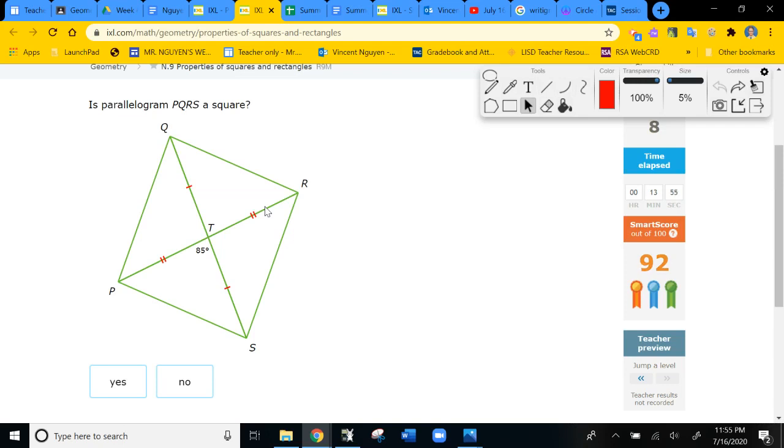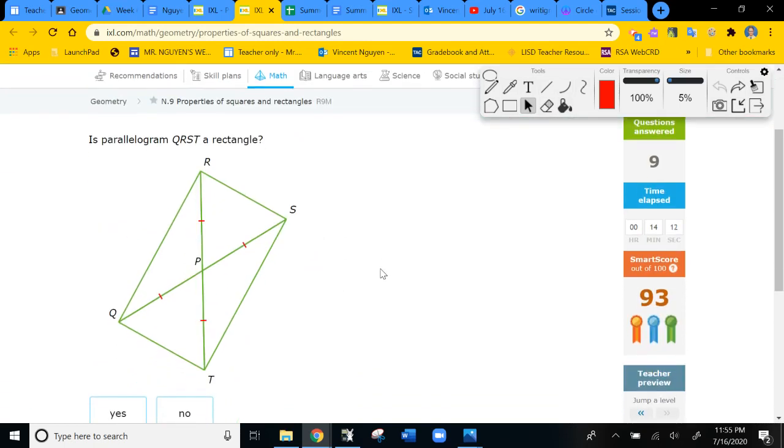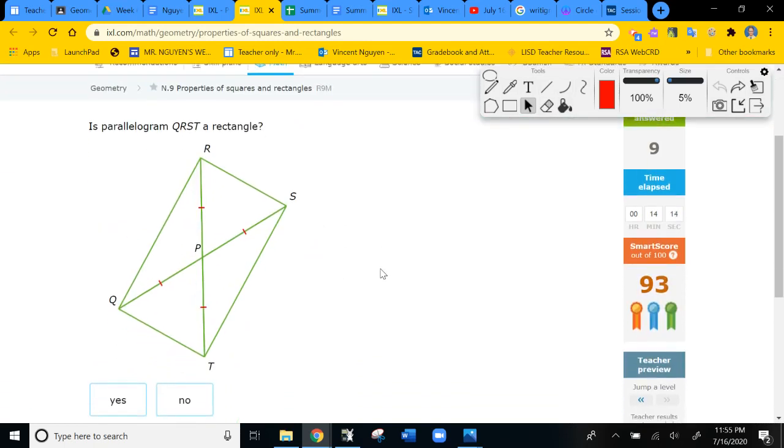Therefore, they're not. It's not a square. So we're going to say no, because they're using two marks instead of one mark to indicate that they're different. So because these are different, it's not a square. Okay, submit. I like these problems. Testing to see if they qualify.